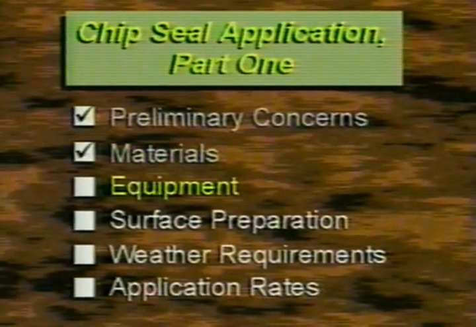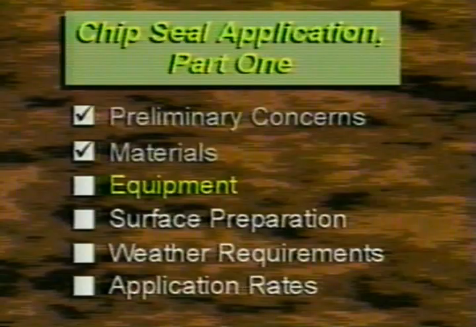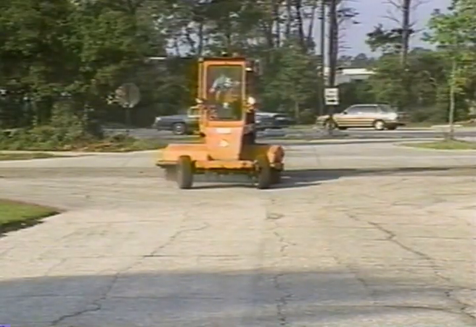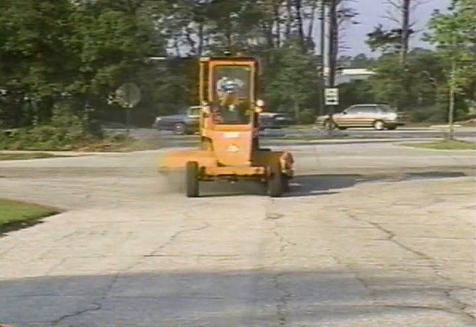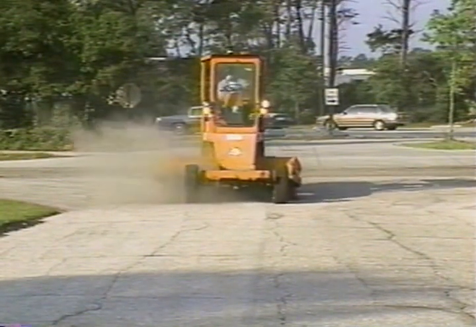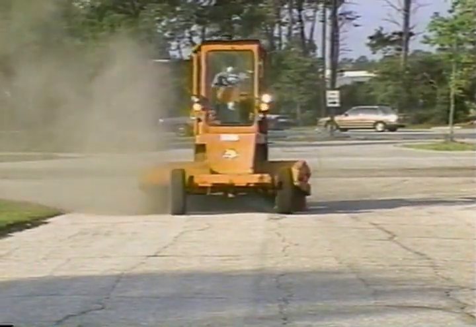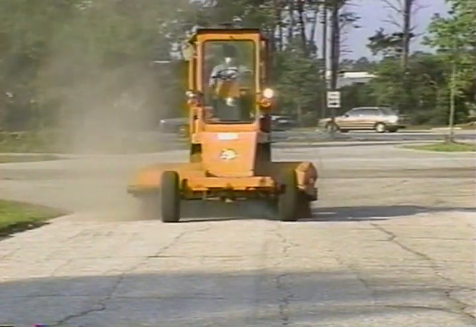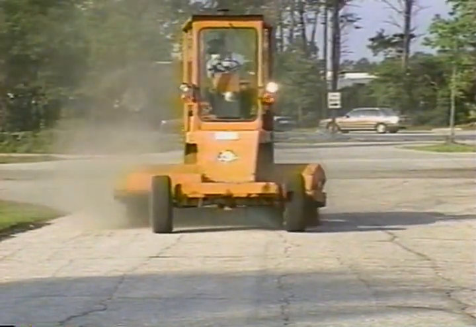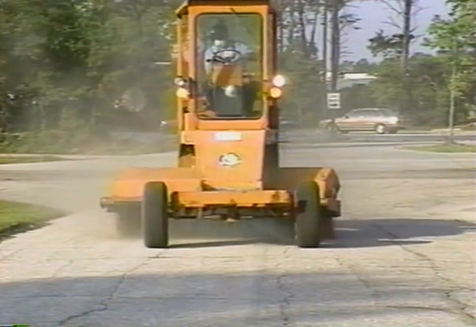Now let's go over the equipment. On chip seal projects, the first and last piece of equipment on the job is the power broom. Before chip sealing, the surface has to be cleaned to receive the oil application, so dust, sand, stones, and debris need to be swept off as thoroughly as possible.